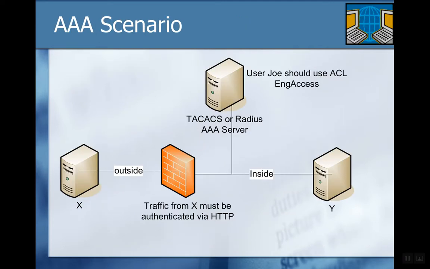This is just an example of what we call a RADIUS server, showing how traffic moves from inside to outside, and then going back to this AAA server to bring in the ACLs that would be matched up, and provide authentication.